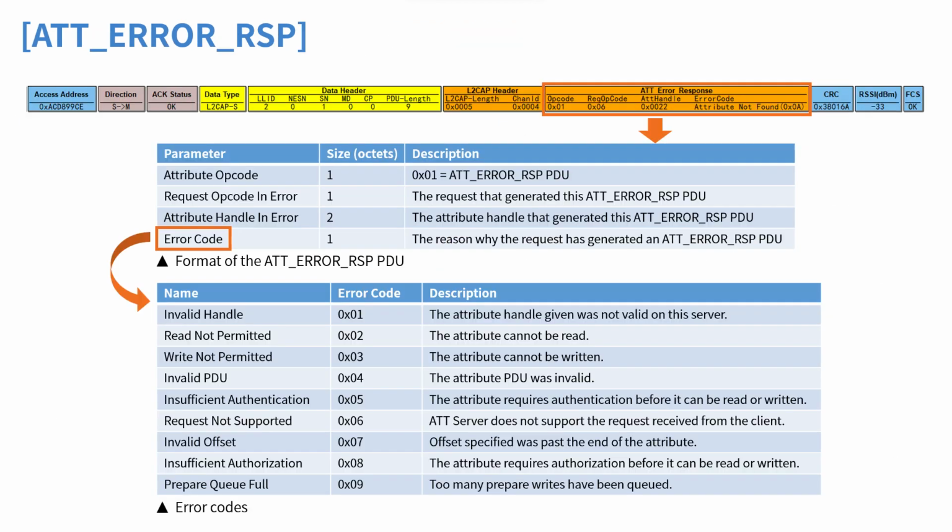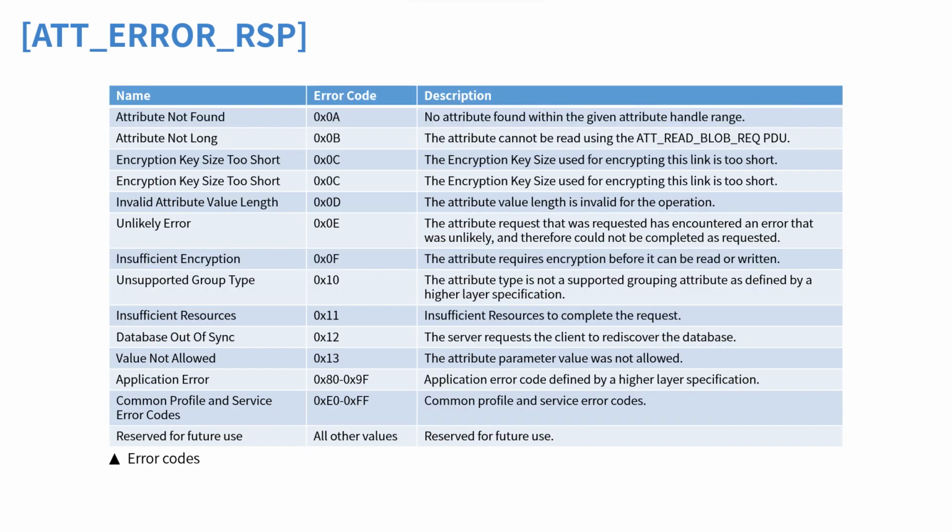The ATT error response PDU is used to state that a given request cannot be performed and to provide the reason. The request opcode in error parameter should be set to the attribute opcode of the request that generated this error. The attribute handle in error parameter should be set to the attribute handle in the original request that generated this error. If there was no attribute handle in the original request, or if the request is not supported, then the value 0x0000 should be used for this field. The error code parameter should be set to a value from the table.